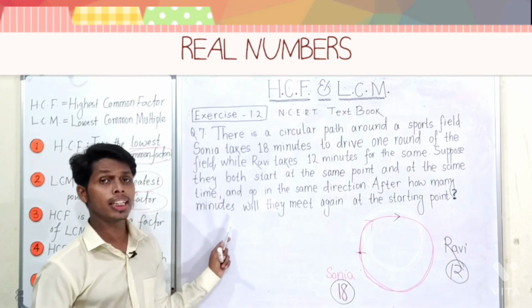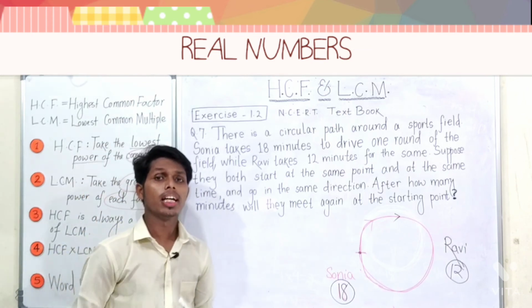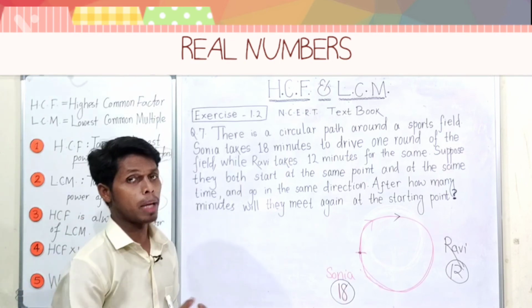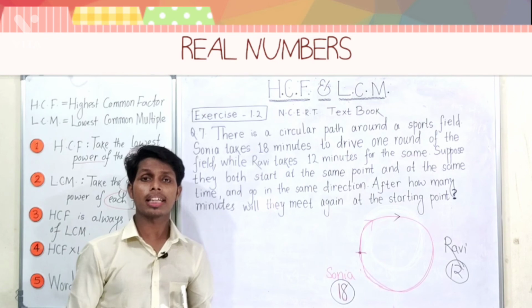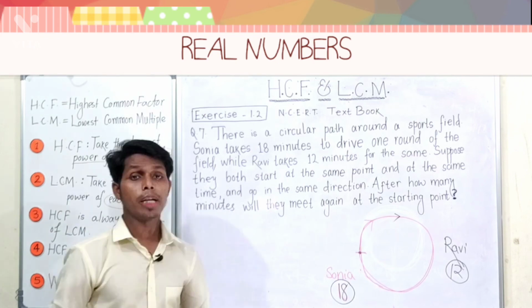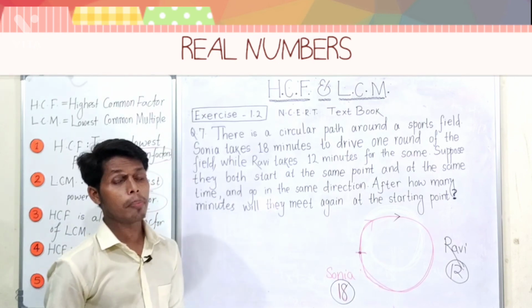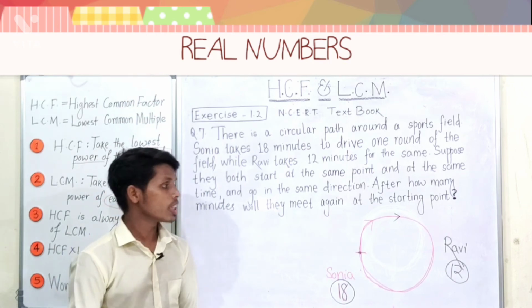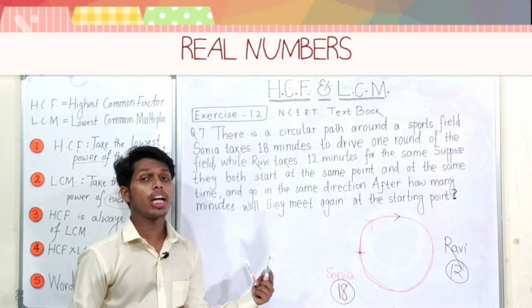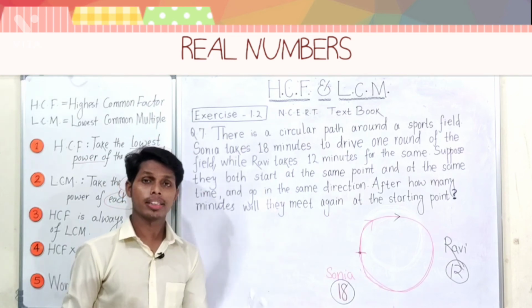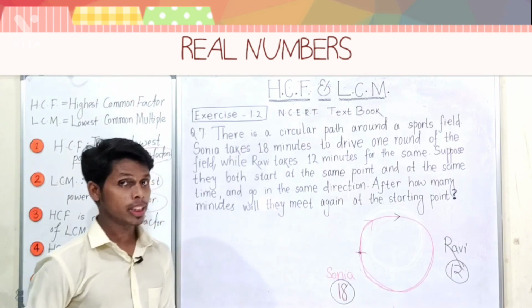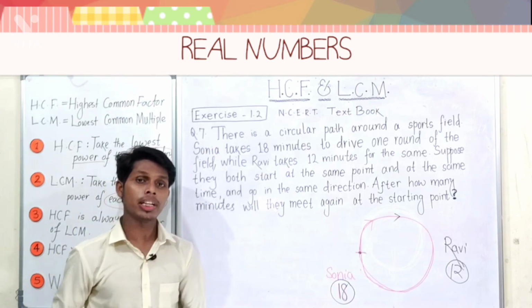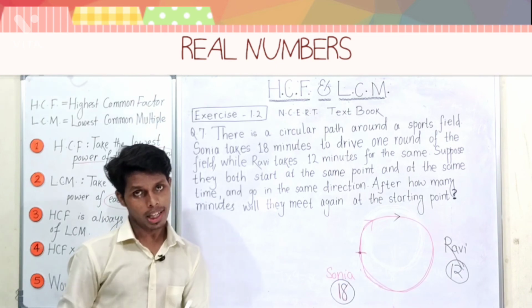If I give you another instance, the question may come like this. There are two bells, and one bell rings after each 5 minutes interval and the other bell rings at each 7 minutes. If they ring at the same time, after how many minutes will they ring together again? In that case also you have to find the LCM of 5 and 7, and the LCM of 5 and 7 is 35. So if they ring at the same time, after 35 minutes the same bells will ring together again.